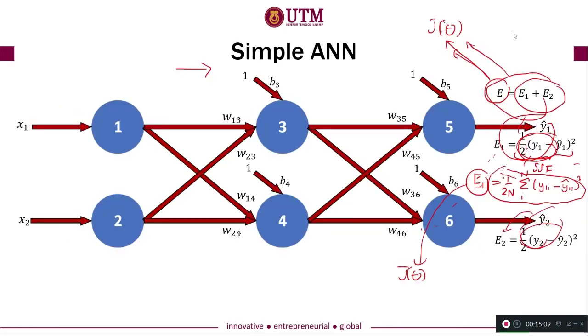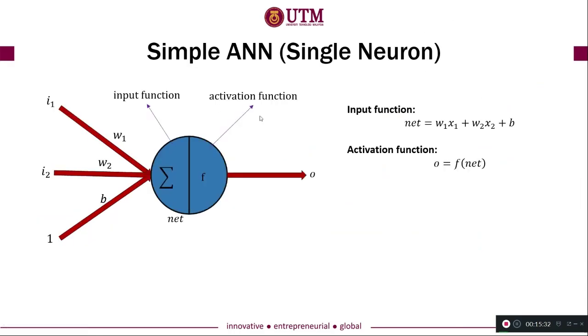Okay, so then remember that for each neuron, when I say neuron, the ones involved are only points number 3, 4, 5 and 6. 1 and 2 are not involved because they are not neurons, or not nodes. So just again to remind you, this is the component. You have an input function and the activation function, and this one is a linear equation. Actually, the input function is the same linear equation.